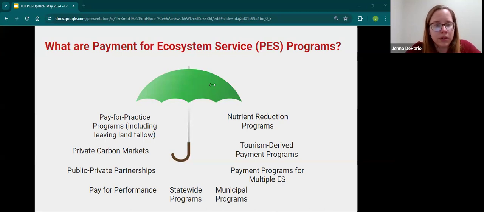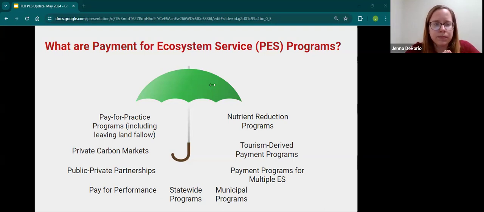And the program that we've been working on here at CC Tompkins has specifically been working on a pay-for-performance approach. And as I'll get into, we've been working on different methods to quantify ecosystem services on the farms that we're working with, so that we can develop a program long-term in order to fit that sort of category for PES.